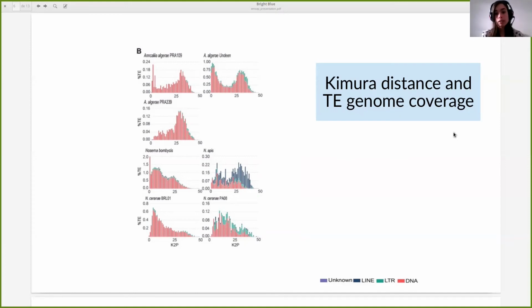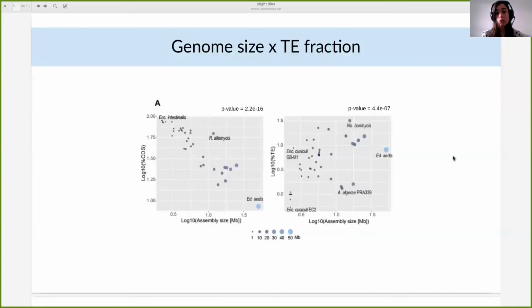So more to the right, near 50, means more divergent from the consensus. Therefore, it's an older insertion. More to the left, near 0, means less divergent from the consensus, so it's a more recent insertion. The lineages with the highest proportion of TEs, like these two, exhibit a recent event of TE amplification. We then decided to test whether there is a positive correlation between genome size and TE fraction in the genomes. So we applied Spearman correlation with R.